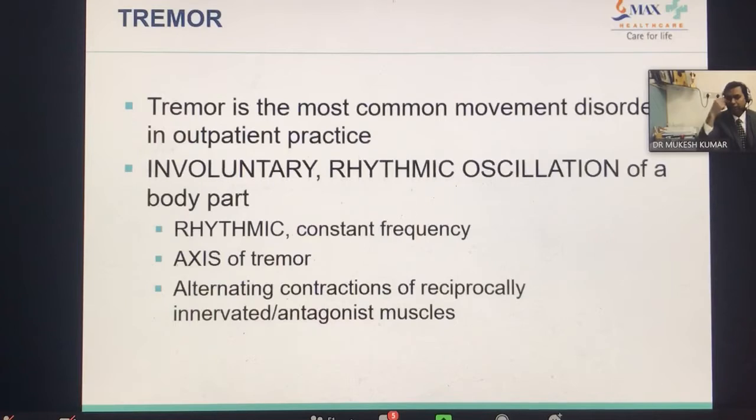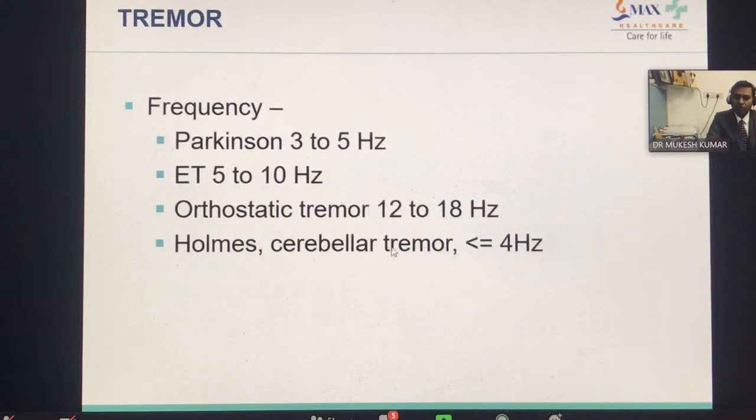Intention tremor is cerebellar tremor, essential tremor is a genetic type of tremor, and rest tremor is usually Parkinson type of tremor or pill rolling tremor. So how do you differentiate? It is a differentiation based on the frequency. The Parkinson tremor is 3 to 5 Hz, essential tremor is 5 to 10 Hz, orthostatic tremor is 12 to 18 Hz, and cerebellar tremor is less than 4 Hz.